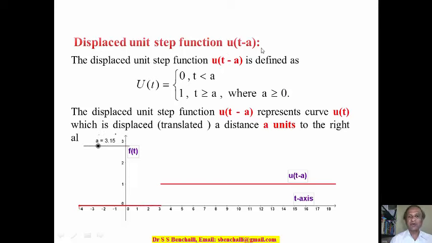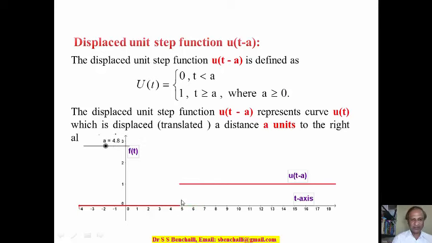Next we shall define the displaced unit step function. How are we going to denote it? u of t minus a. The displaced unit step function u of t minus a is defined as u of t minus a equal to 0 when t is less than a, and equal to 1 when t is greater than or equal to a, where a is greater than or equal to 0. a means some constant; on the t-axis, you can choose some value. Is it clear? You are observing this graph, right?